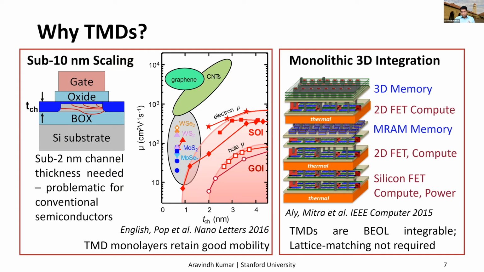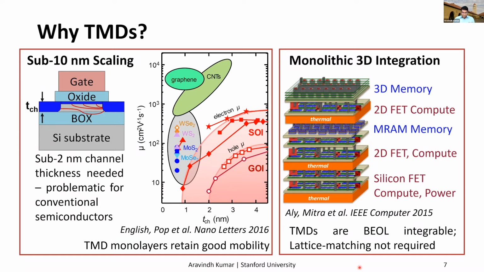The other promising application area is monolithic 3D integration. Here, it is proposed that we can stack layers of compute and memory on top of each other to continue the life of Moore's law, but we would also get performance and efficiency benefits by reducing the interconnect power dissipation and delay.